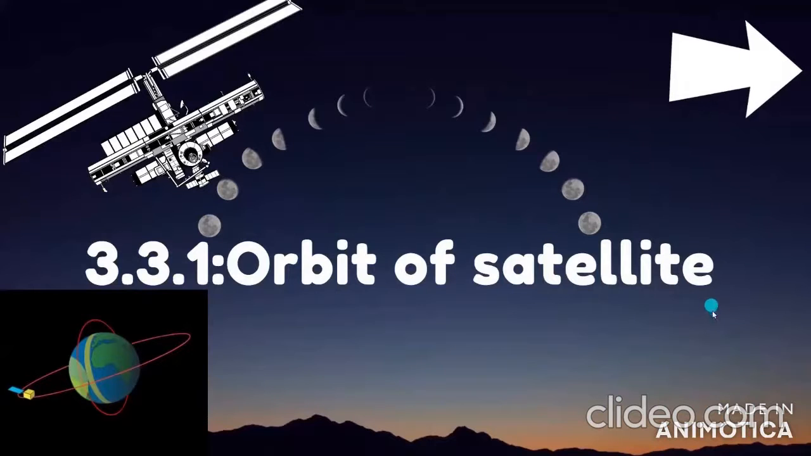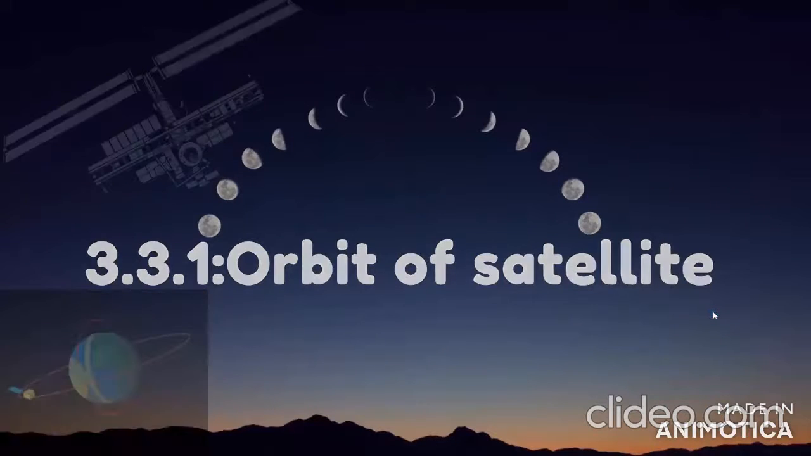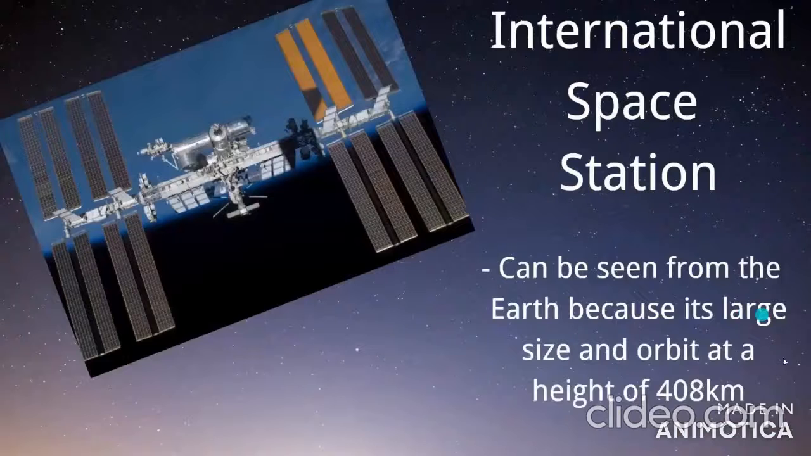First, 3.3.1, orbit of satellite. The International Space Station, ISS, can be seen from the Earth because of its large size and orbit at a height of 408 kilometers.